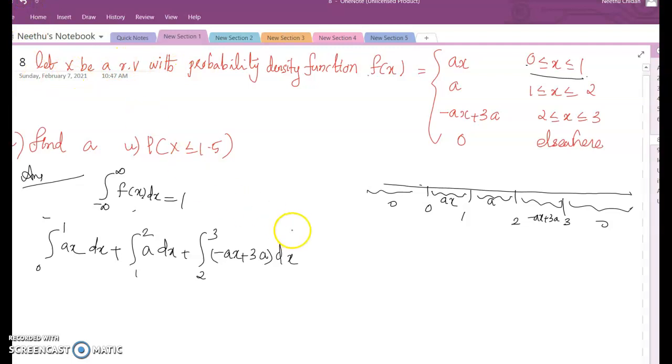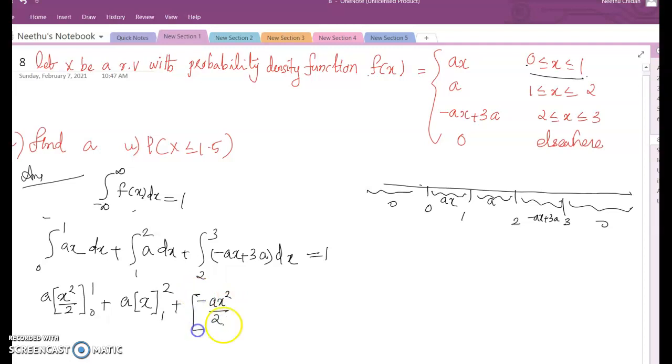Therefore, this value equals 1, and we integrate. The terms ax cannot cancel because the limits are different. Integral ax dx is ax square by 2, limit 0 to 1, plus integral a dx, since a is a constant, is a into x, limit 1 to 2, plus integral of minus ax plus 3a dx, which is minus ax square by 2 plus 3ax, limit 2 to 3, equal to 1.